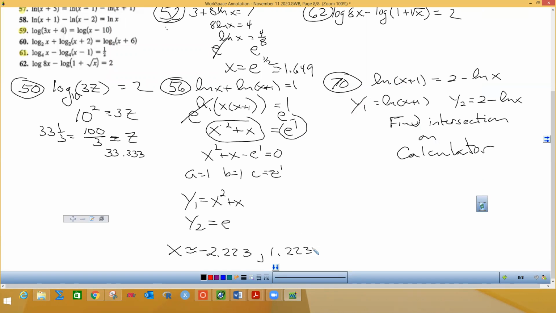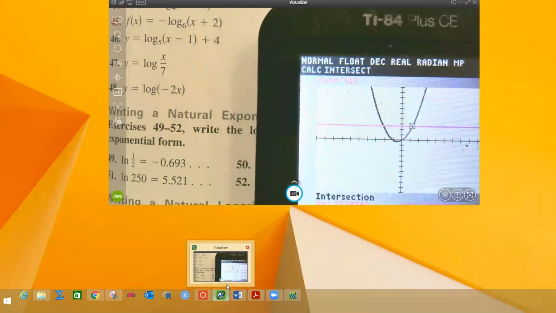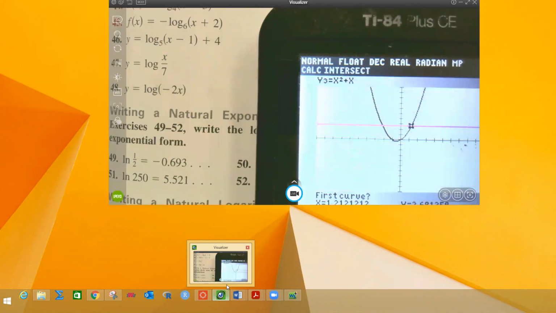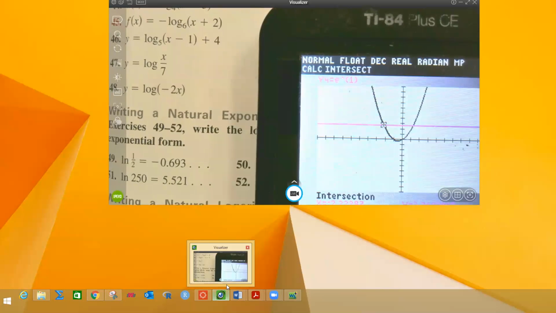Better make sure that first one wasn't a negative 1. I think it was a negative 2, but maybe I typed the wrong thing in. So I'm going to do that intersection again just to make sure I didn't put the wrong answer in. So coming back over here to this one, I hit second calc 5, 1, 2, 3. Yes, it was a negative 2. So that's how you do that problem.